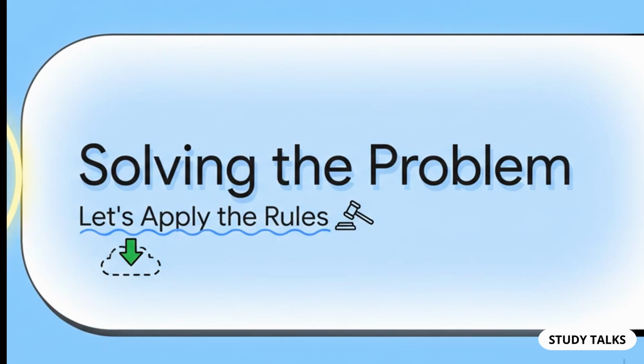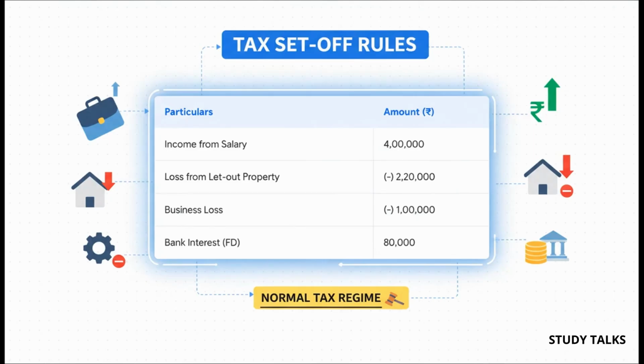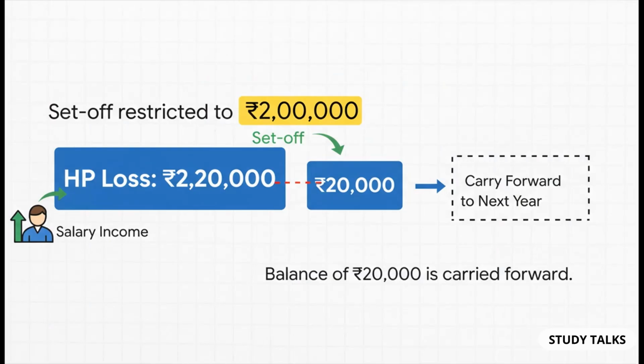Okay, that was a lot, but we have all the rules now. And now for the really satisfying part. Let's apply them to Mr. A's problem and actually get the right answer. So, just to refresh our memory, here are Mr. A's numbers. A salary of 4 lakh, house property loss of 2,20,000, business loss of 1 lakh, and 80,000 in bank interest. And for this, we're going to assume he's under the normal tax regime. All right, let's do this.